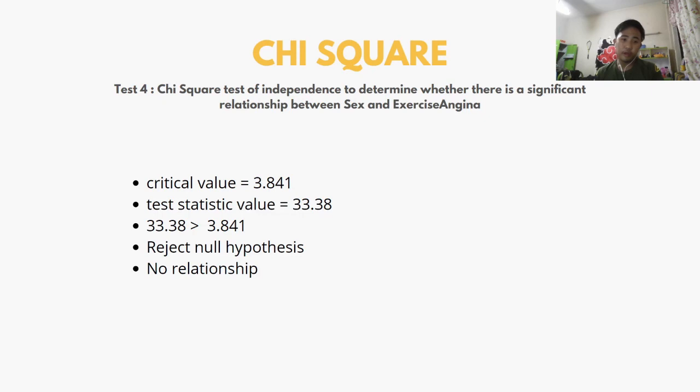And for the chi-square, we got the critical value of 3.841, and for the test statistic value we got 33.38. The test statistic value is greater than the critical value. So therefore we reject the null hypothesis, and there is no relationship between sex and exercise induced angina.